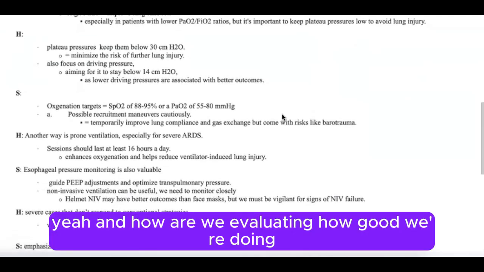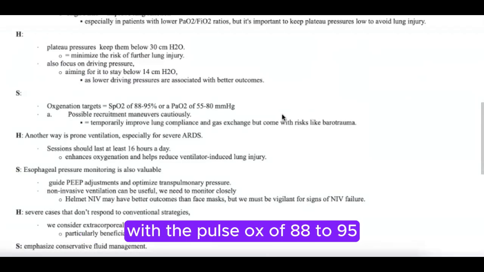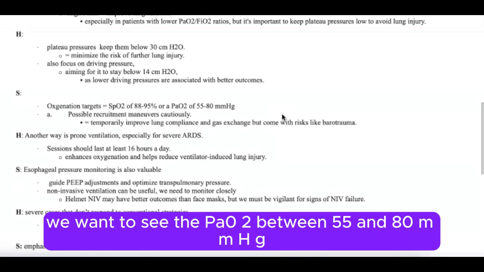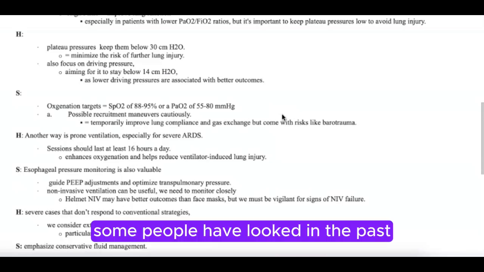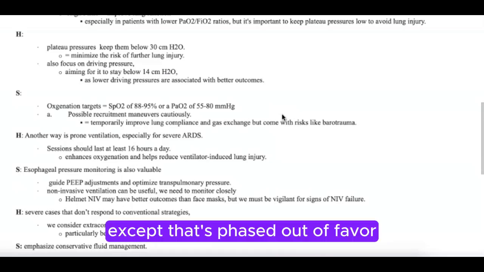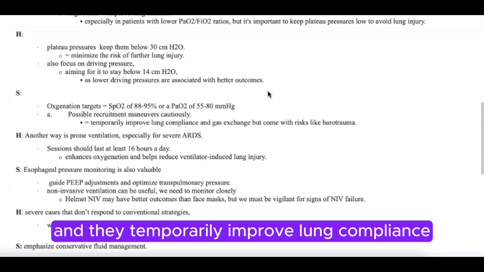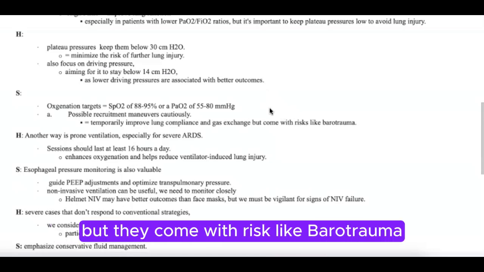Yeah, and how are we evaluating how good we're doing every day? We're setting oxygen targets with the pulse ox of 88 to 95. And when we do ABGs, or arterial blood gases, we want to see the PaO2 between 55 and 80 mmHg. Some people have looked in the past at doing recruitment maneuvers, except that's fallen out of favor, and we use them more cautiously now. They temporarily improve lung compliance and gas exchange, but they come with risks like barotrauma.